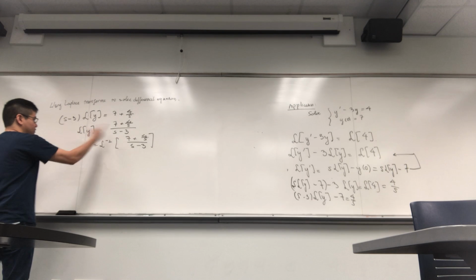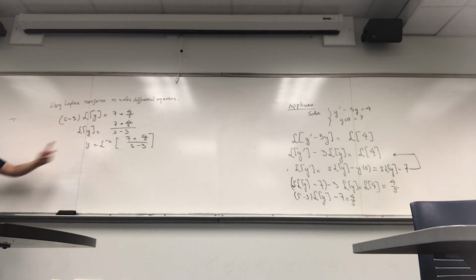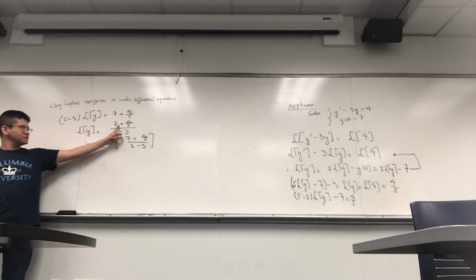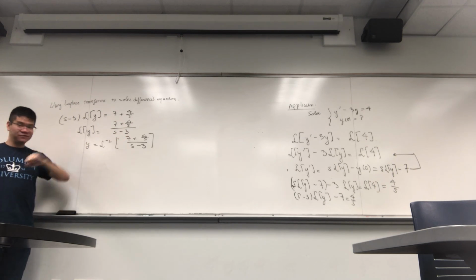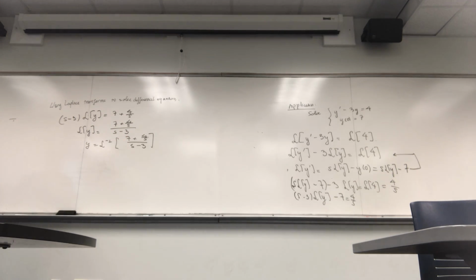After you solve, you have that the Laplace transform of y is going to be 7 plus 4 over s, all over s minus 3. And of course, now I have to take the inverse Laplace transform of this. So how do I do that? You can split it up into 7 over s minus 3 and then 4 over s times s minus 3.